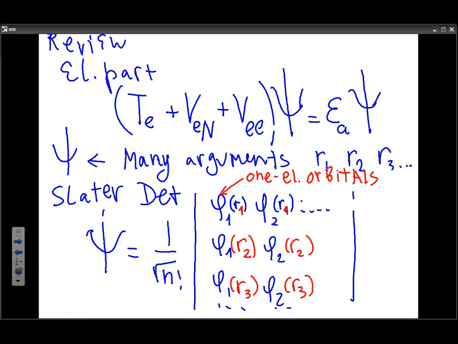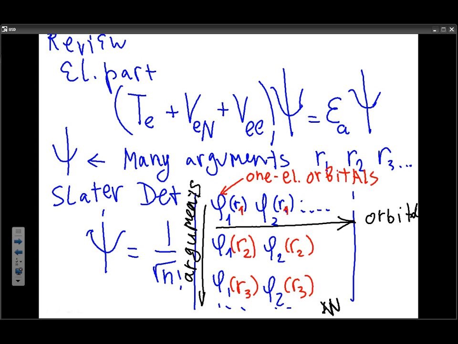arranging the orbitals in this direction, and arranging the number of electrons, the arguments, in this direction. So by now we phenomenologically postulate that this will work well, and this will match the antisymmetry of the wave function. So where is this formula coming from?